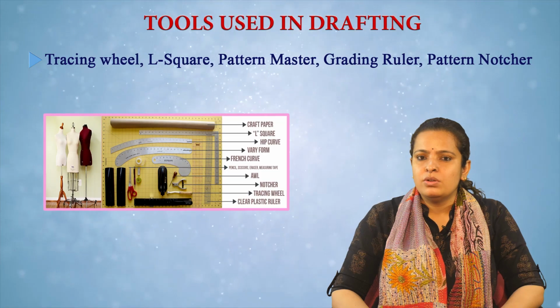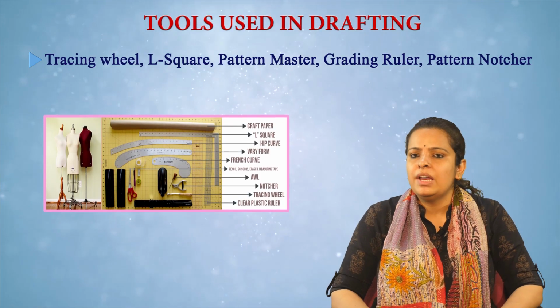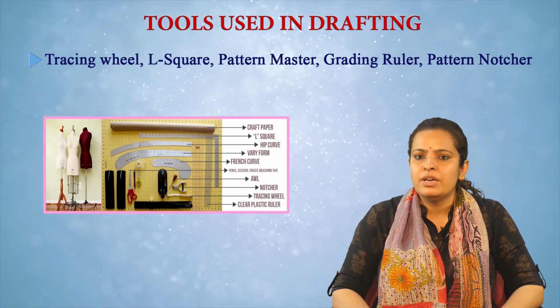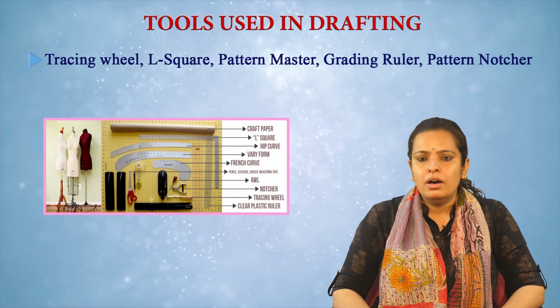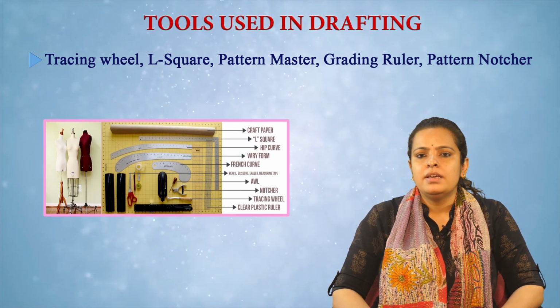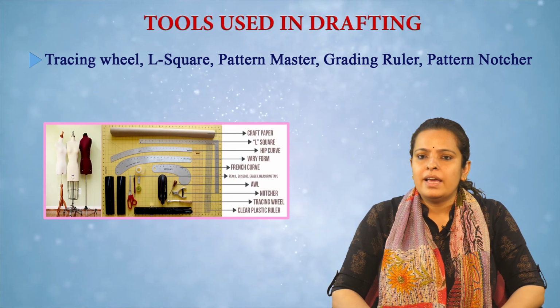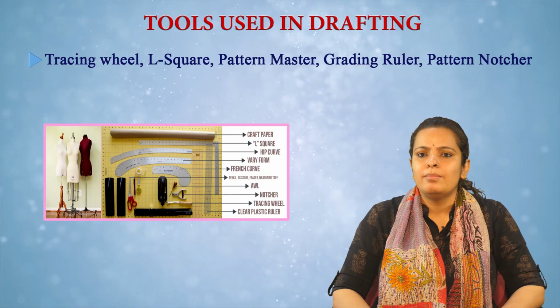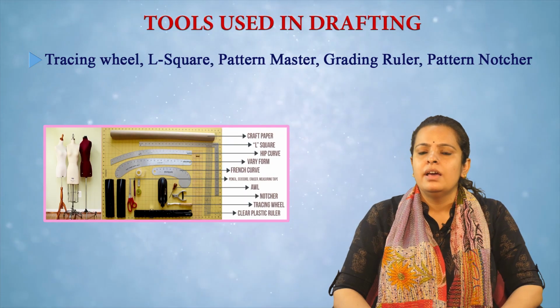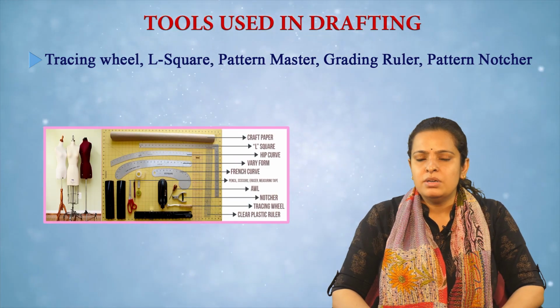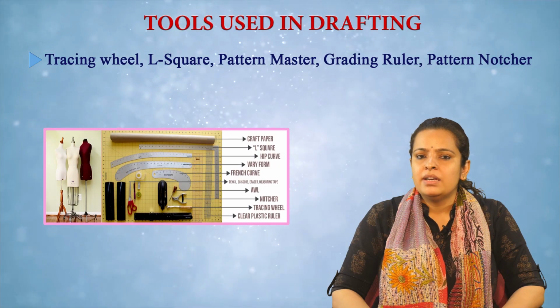Pattern master is also said as the measuring tape or the measuring scale we use while we are creating a pattern. Then we have the grading ruler. Grading ruler is like a scale only, which has the markings of the measurements in inches and centimeters. Then we have the pattern notches.